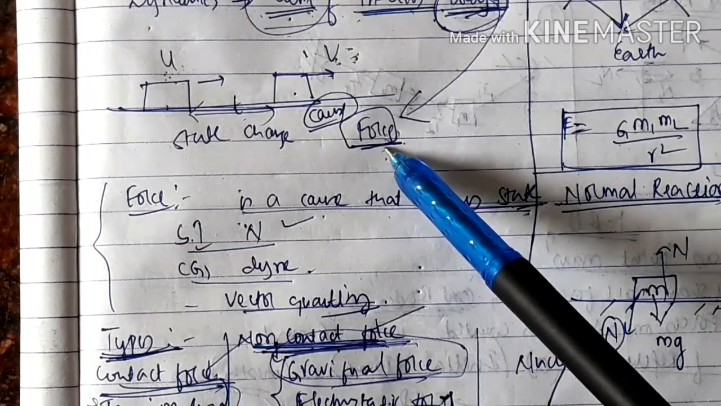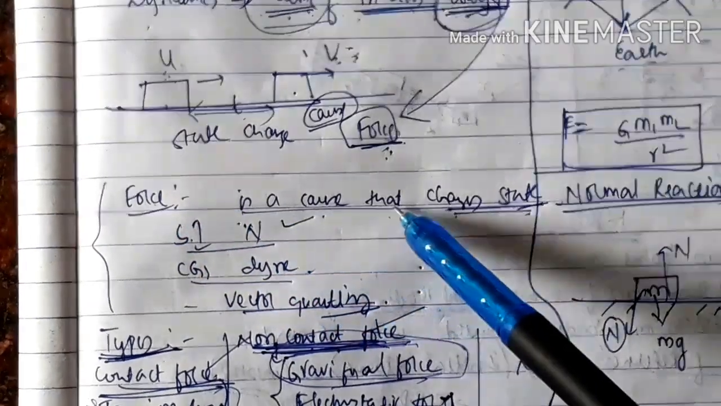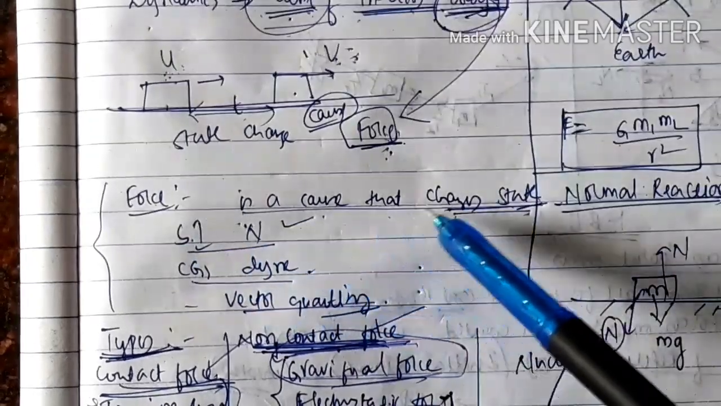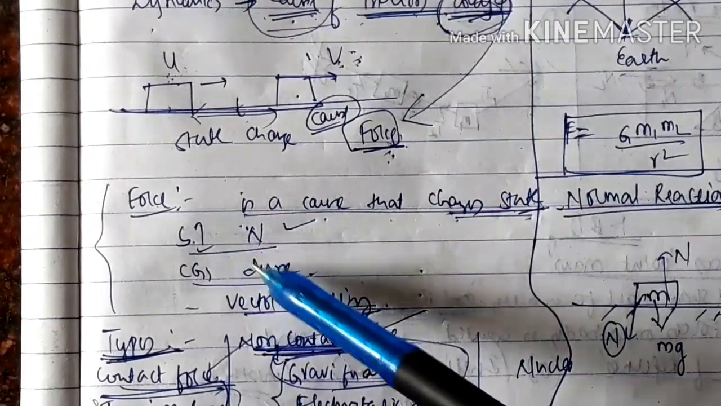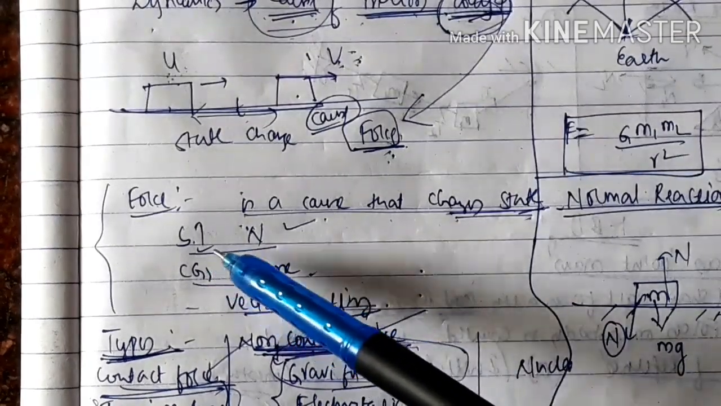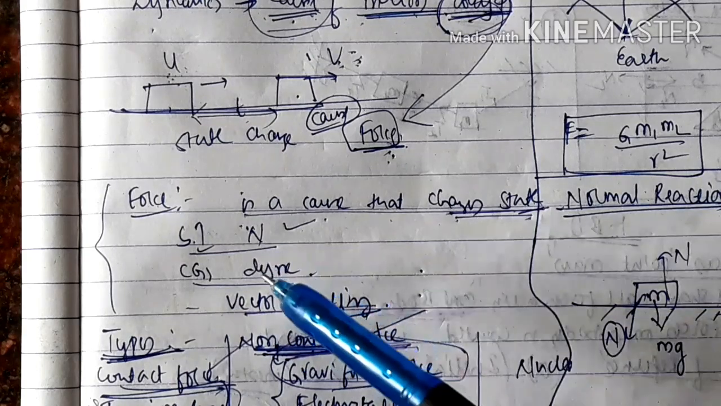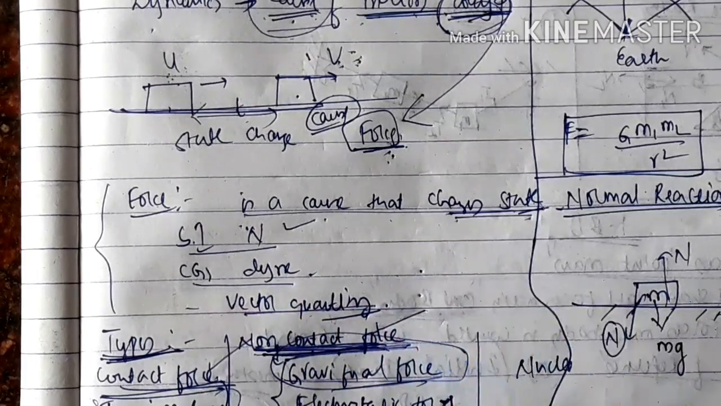Now the question comes, what do we mean by force? Force is a cause that changes the state of motion. Force is a vector quantity. Its SI unit is the newton, and in CGS we express it in terms of dyne. And what is a vector quantity? It has both direction as well as magnitude.